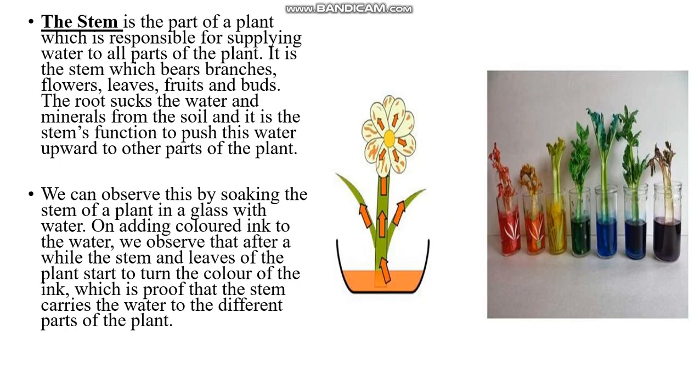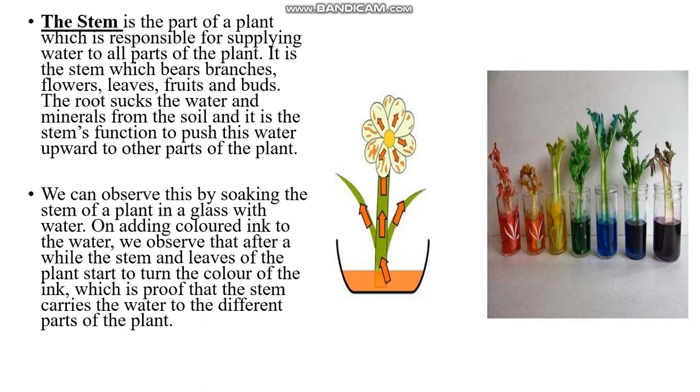Next we will see the stem. Before that, a flowering plant is nothing but a plant which bears flowers, for example rose, sunflower, etc. Non-flowering plants are plants which do not bear flowers, for example ferns, mosses, etc. A flowering plant has two main parts: the underground root system and the green part above the ground, which we call the shoot system.